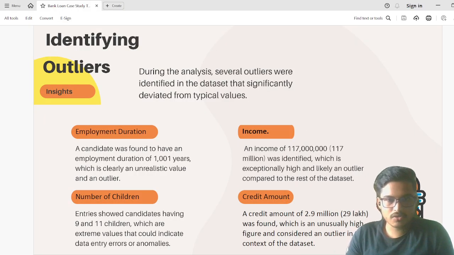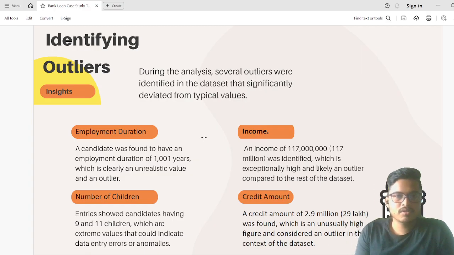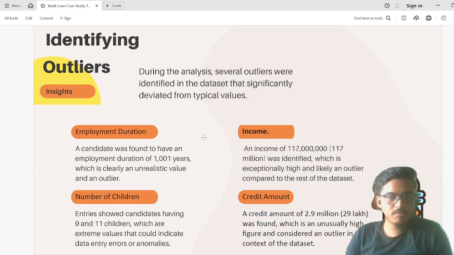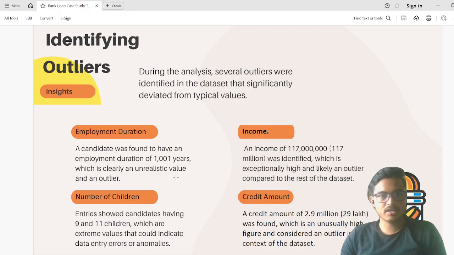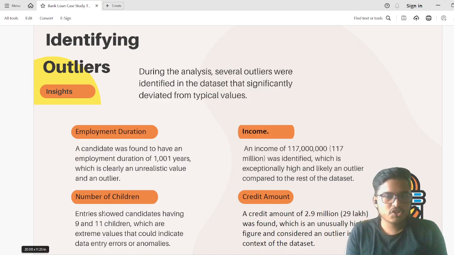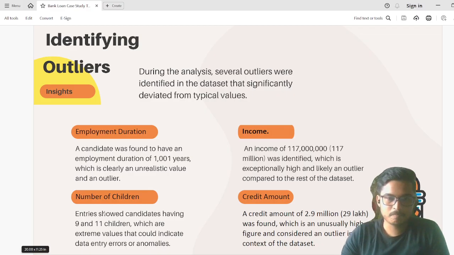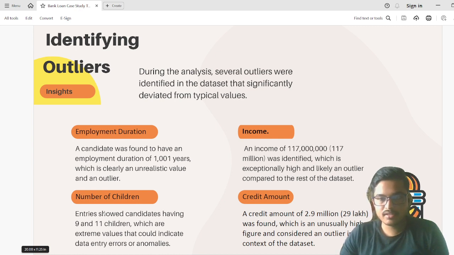So after identifying our outliers, we have gained some insights. During the analysis, several outliers were identified in the dataset that significantly deviated from the typical values. Like the employment duration, a candidate was found to have an employment duration of 1001 years, which is clearly an unrealistic value and an outlier. Again, the number of children entry shows candidates with 9 and 11 children, which are extreme values that could indicate data entry errors or anomalies. Income of 117 million was identified, which is exceptionally high and likely an outlier compared to the rest of the dataset. A credit amount of 2.9 million, that is 29 lakhs, was found, which is unusual data, and was considered an outlier.